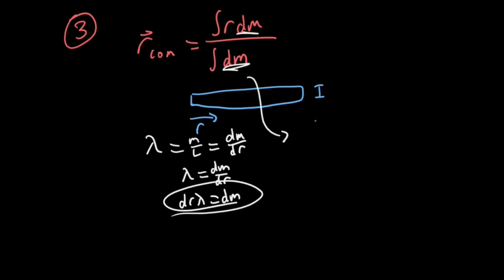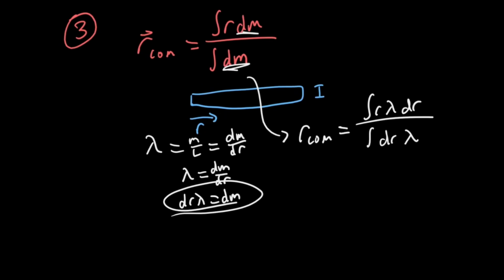So what we're going to get then is r_COM equals the integral of r lambda dr over the integral of lambda dr. In a lot of cases, you may also get an additional equation for lambda.